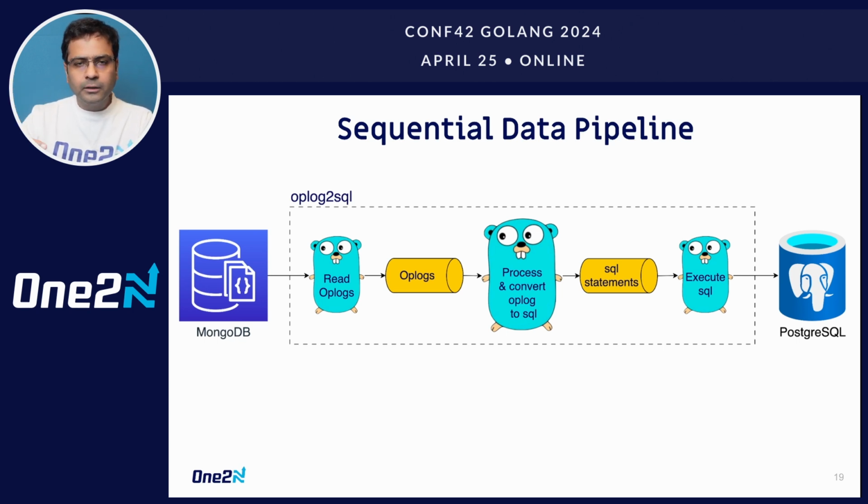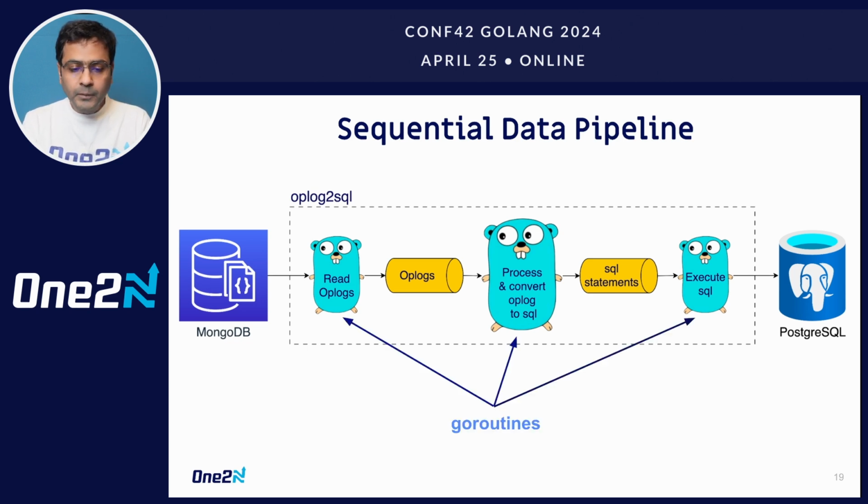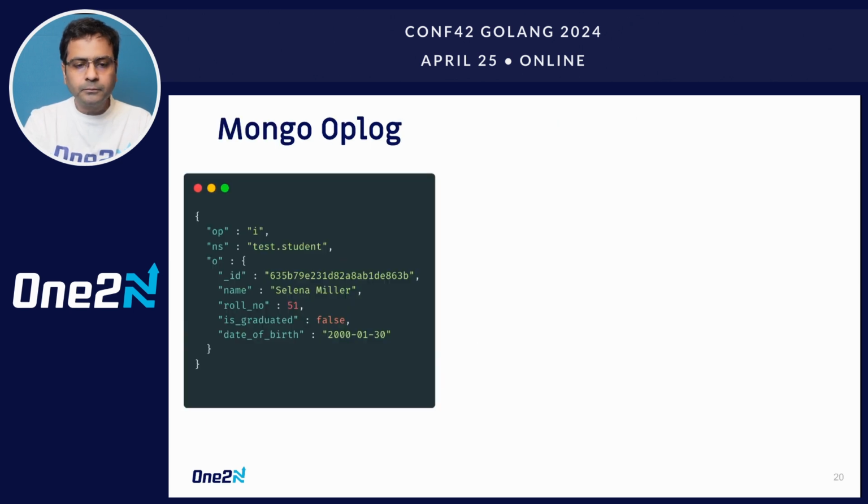From this channel, another Go routine picks up these SQL statements and basically does raw inserts in Postgres, right? So imagine we wrote this program with this kind of sequential data pipeline. We will be able to migrate data from Mongo to Postgres, both in streaming and in bulk fashion, assuming we have access to those oplogs from that time. So here you can consider these as Go routines, and these pipes as channels essentially.